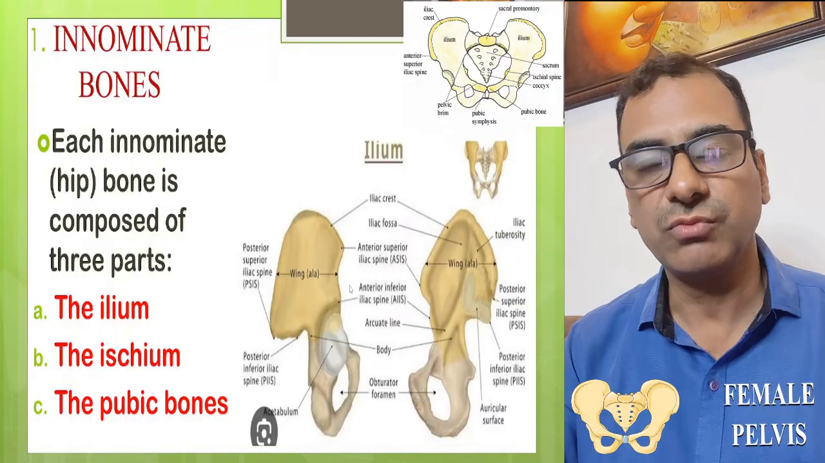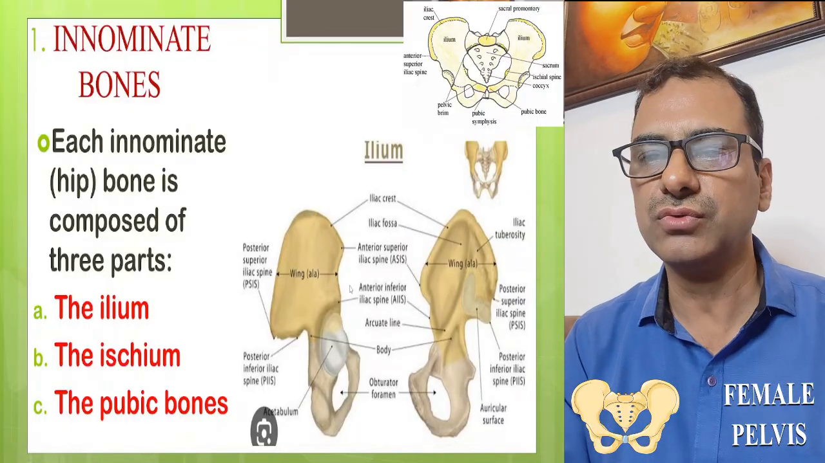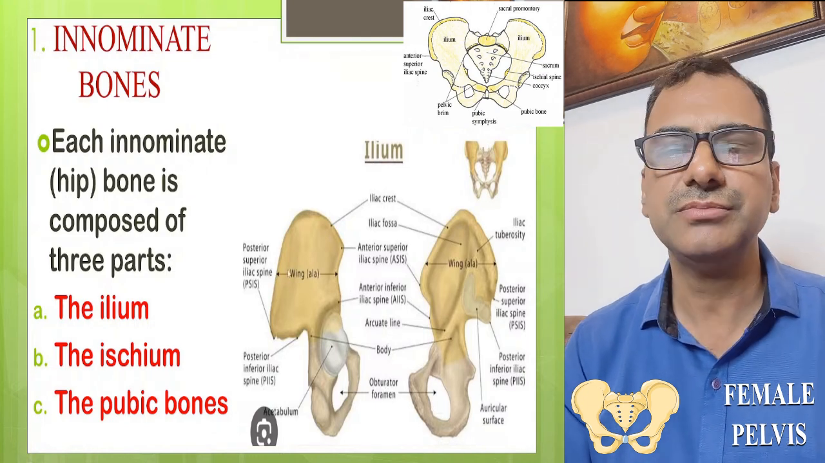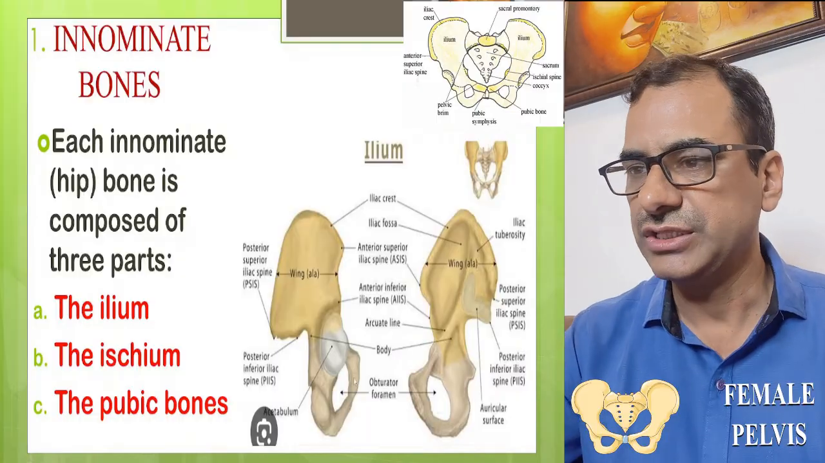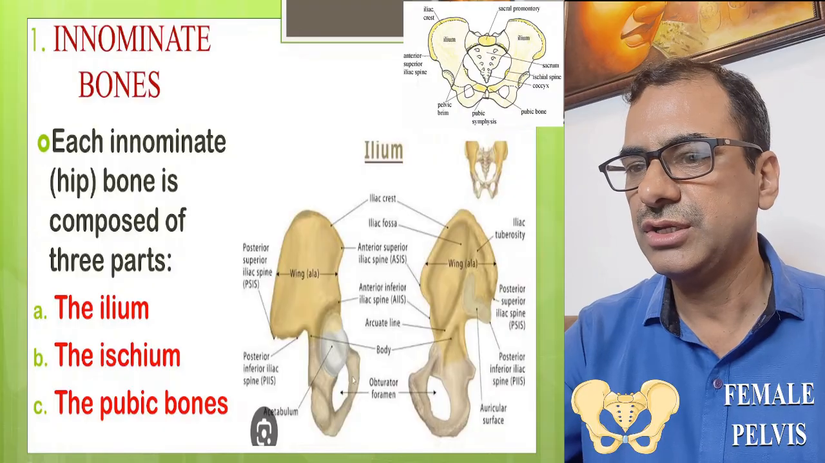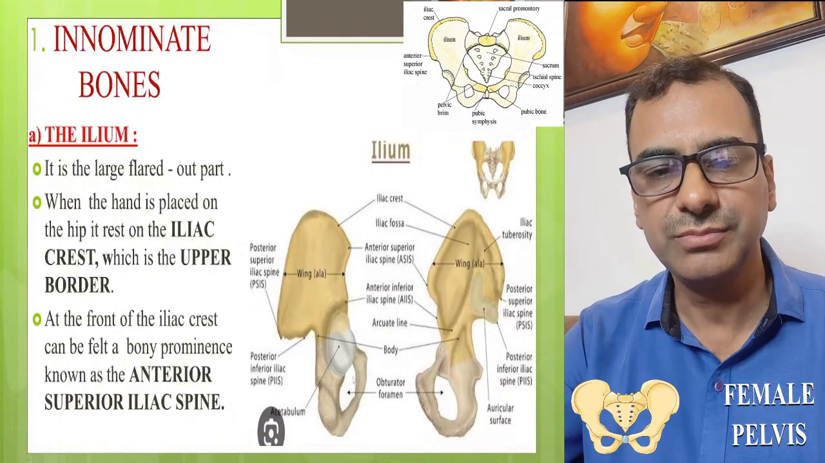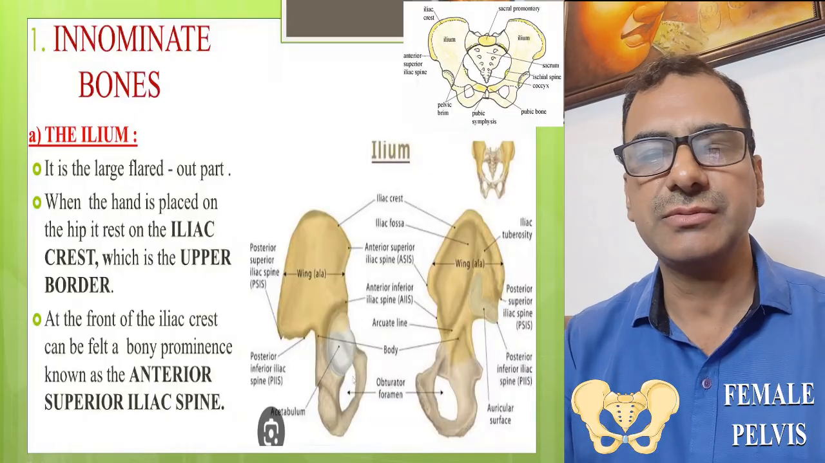Now we will discuss them one by one in detail. Each hip bone is composed of 3 different parts: ilium, ischium and pubis or pubic bones. So in this picture you can see the upper part is ilium, the lower part is ischium and the front part is pubis or pubic bone. We will discuss them one by one.